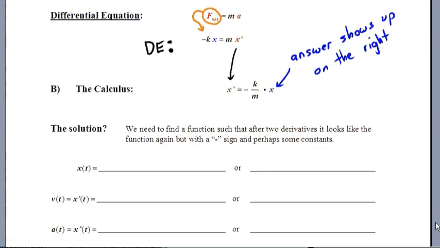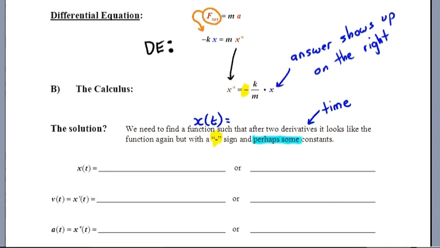So just thinking about it, apparently two derivatives later, you're right back where you started at x, but you've picked up a minus sign and then this k over m. So my thought here is we need to find a solution, an answer for x, such that this function that we're looking for, x of t equals some x with t's in it, after two time derivatives, looks like the function again, but you're going to pick up a minus sign, because I can see that, yep, indeed, there is a minus sign here that gets picked up, and maybe some constants.